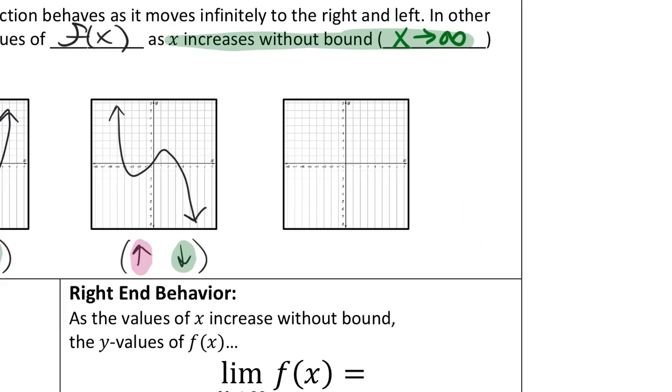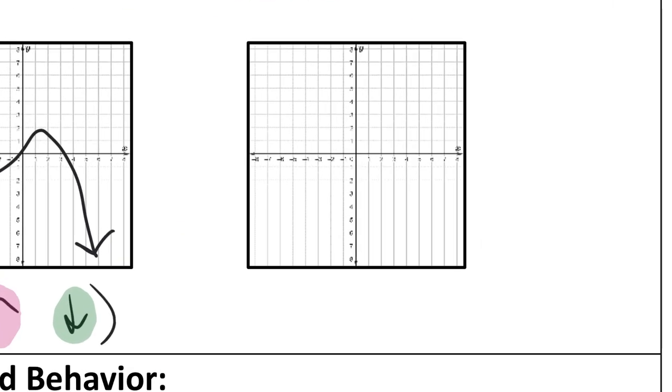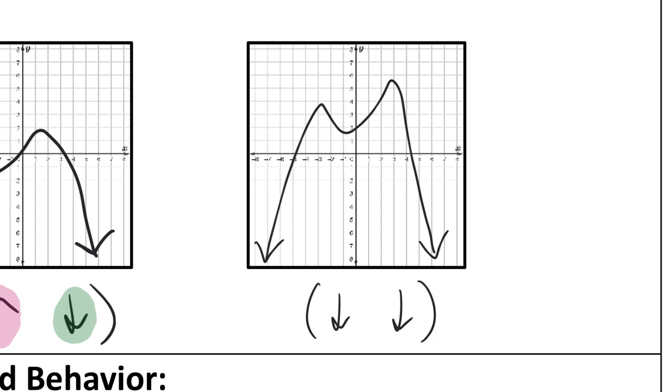Both down. Okay, let's draw both down function, meaning that both arrows on the ends are going to be going down. We'll make it a quartic function, which is a degree 4. Kind of looks like an M. And like you guys already told me, that this could be a down, down. Because as x increases without bound, the outputs decrease. And as x decreases without bound, the outputs also decrease.